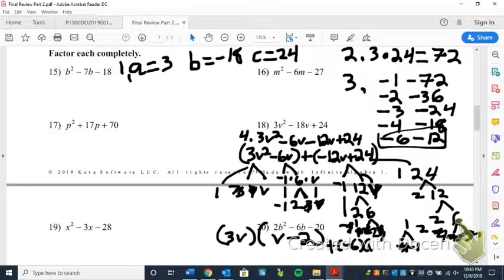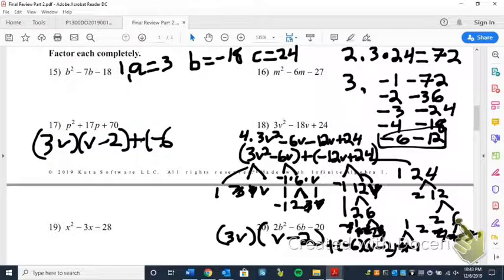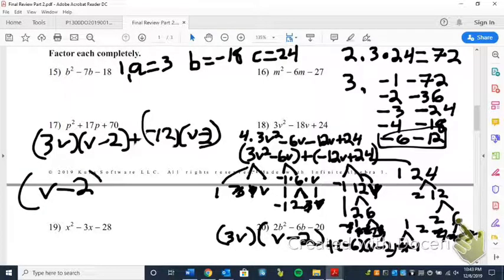So we have negative 6, which we can pull out. And then we have v minus 2. So it's actually a negative 12 that we pulled out. So we have 3v times v minus 2 plus negative 12. Fix that. And to that, we're going to add negative 12 times v minus 2.